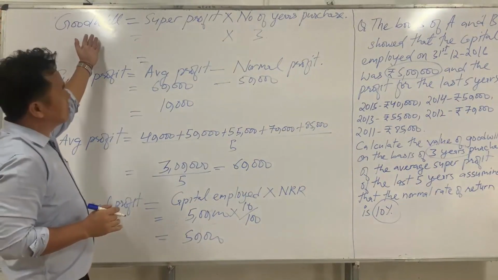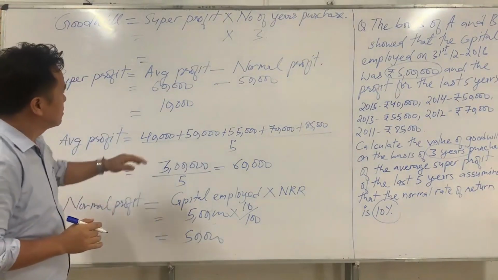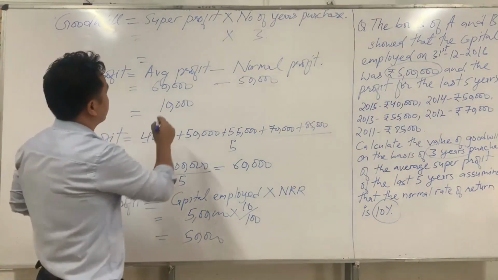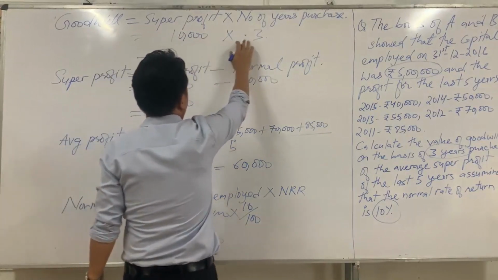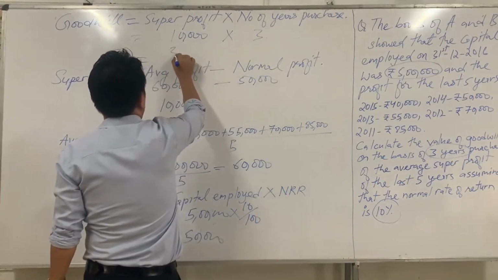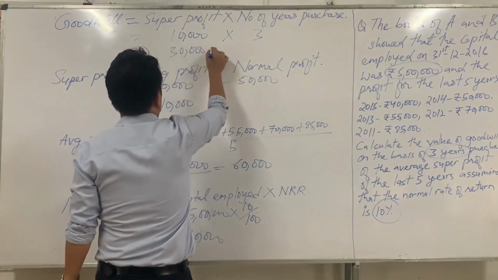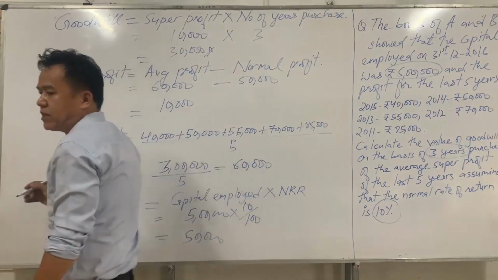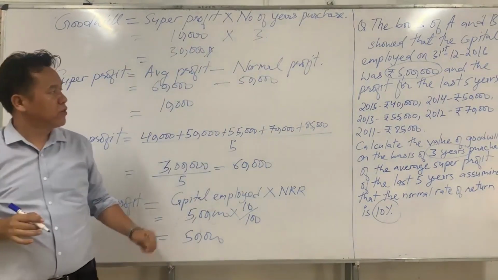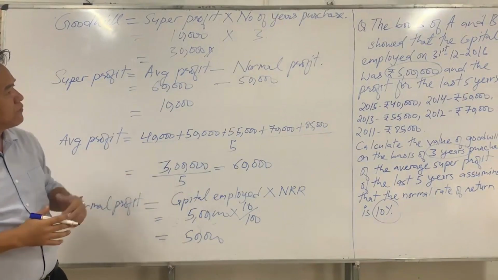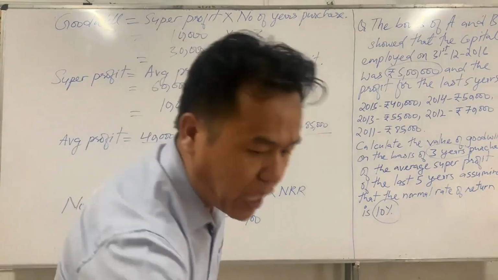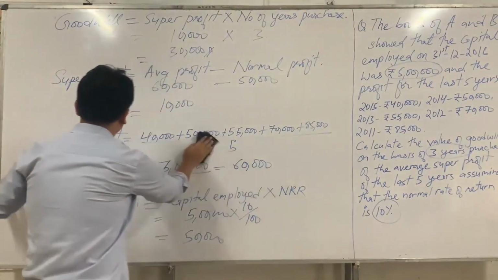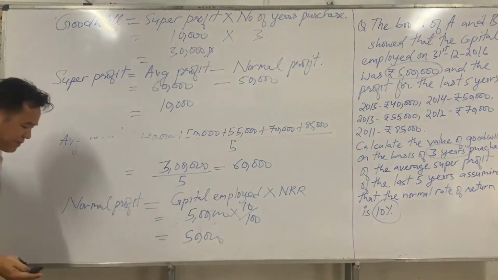Now we can find the goodwill of the firm, since we know the value of super profit. What is the amount of super profit? 10,000. 10,000 multiplied by 3. How much do you get? 30,000. So this is how we calculate the firm's goodwill by using the super profit method. Is that clear for you? Okay. Now I'm going to discuss the third method.